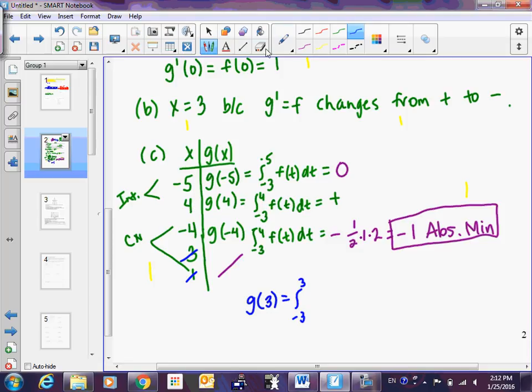All right, so we got one more part left. And I think D is actually much easier than C, so I want y'all to try that one on your own.